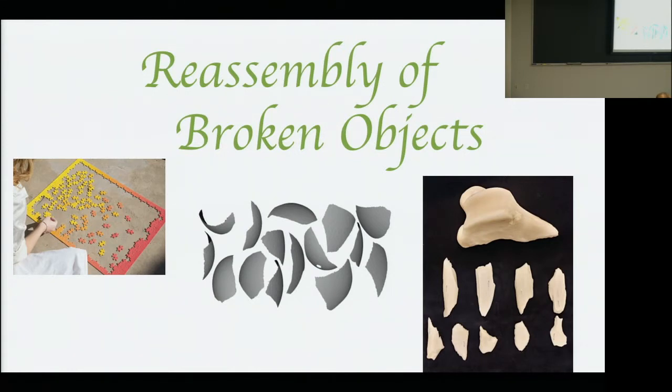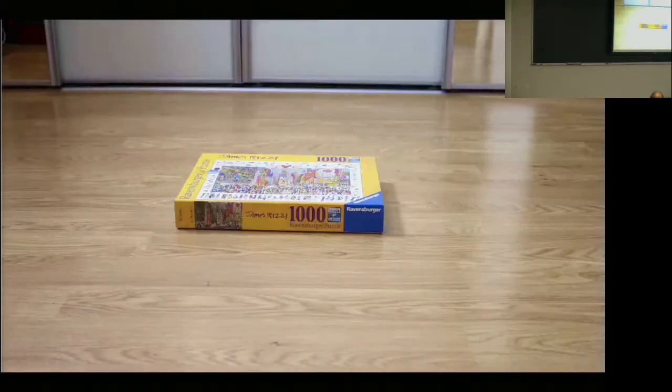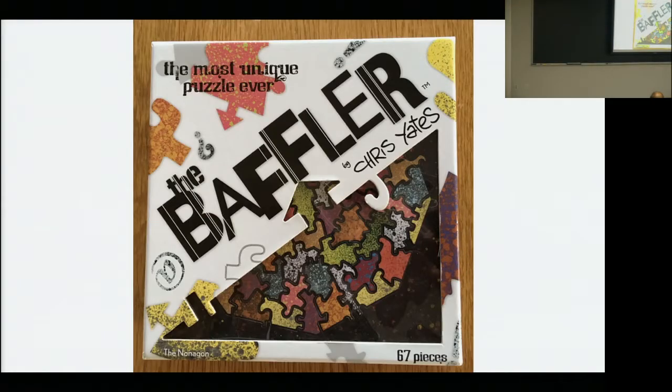Okay, so one thing I've got very involved in recently is reassembling broken objects, particularly three types: jigsaw puzzles, broken eggshells, and broken bones. I'll explain all of these as we go along, and this is what we're most recently working on. So, this was a movie, but I don't think I'm going to show it. But somebody assembling a jigsaw puzzle.